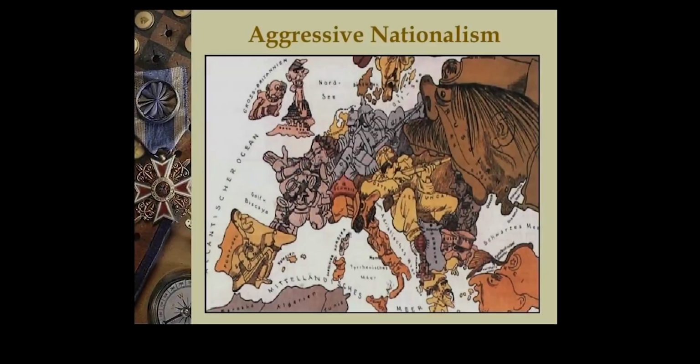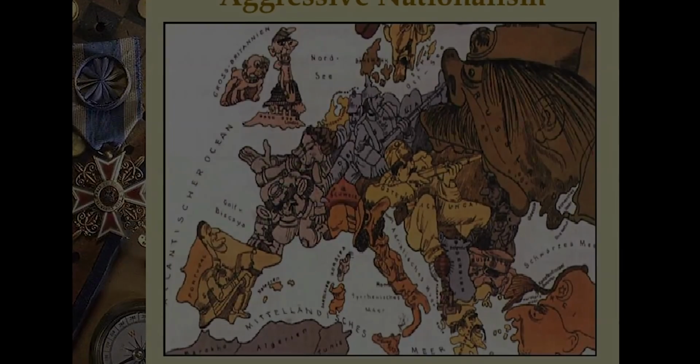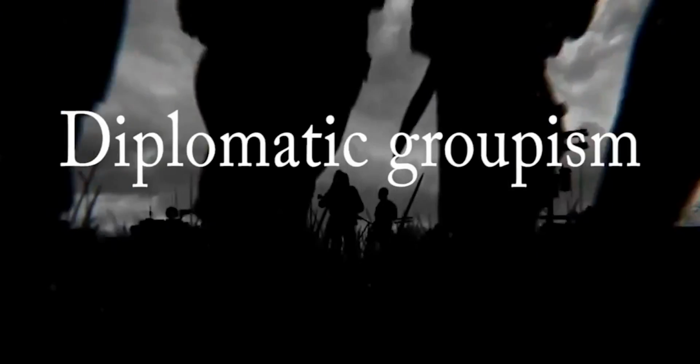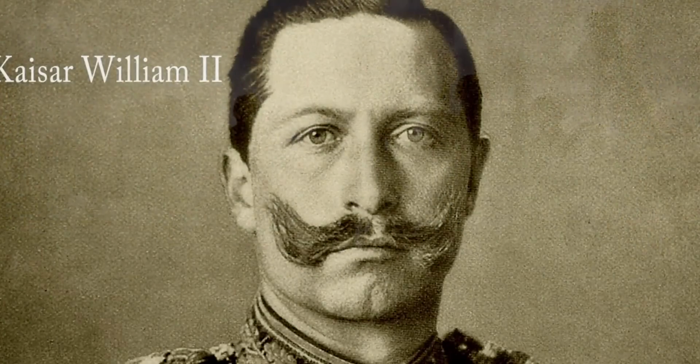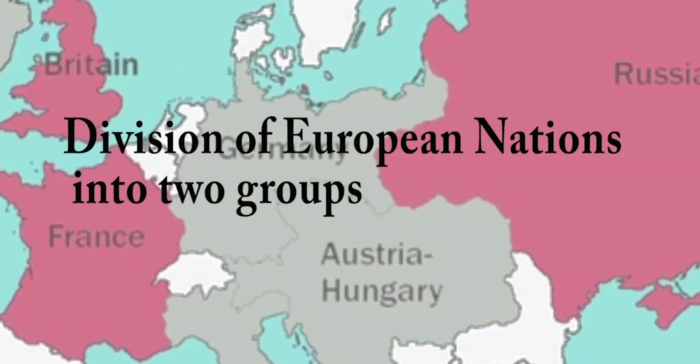Imperialism of the European nations. Aggressive nationalism, militarism, diplomatic groupism, Kaiser William II, division of European nations into two groups, political complications in the Balkan area, immediate cause of the war.